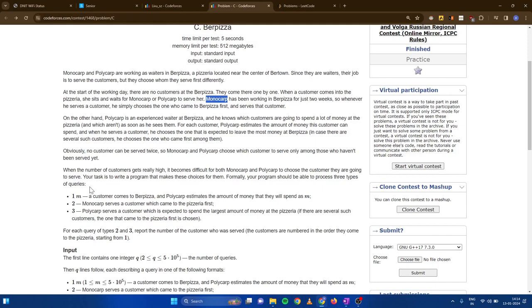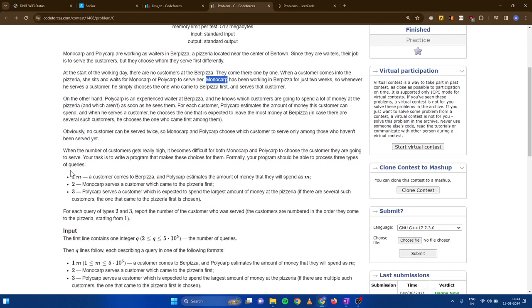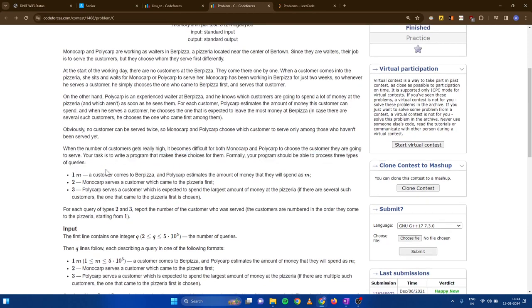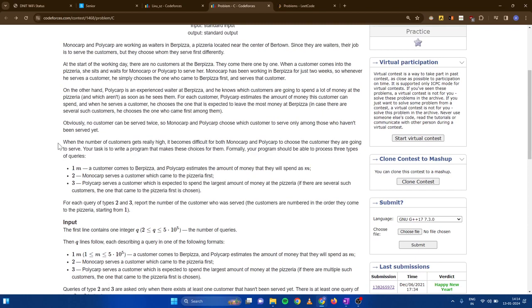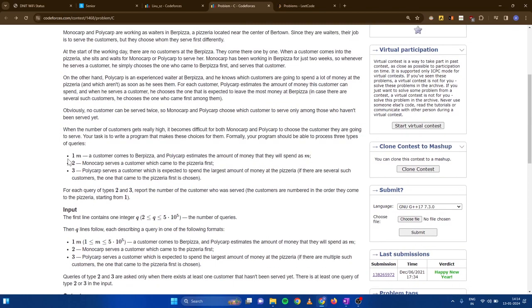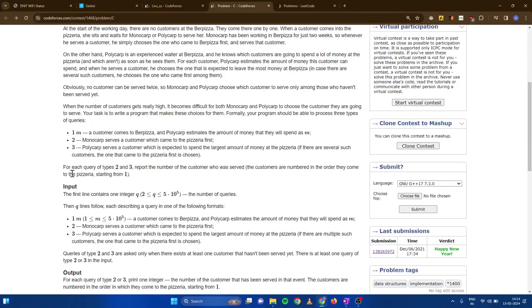So here they told you that you are given Q queries. Let's understand how these queries work. In this problem there are three types of queries: one of type 1 m, another of type 2, and the third of type 3.